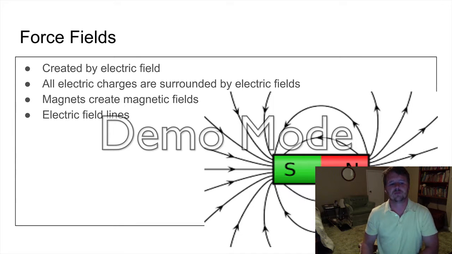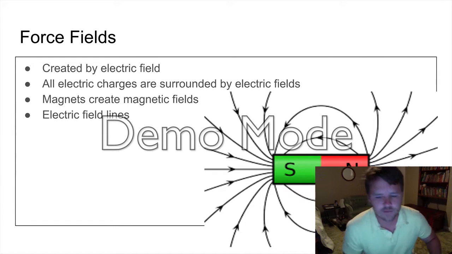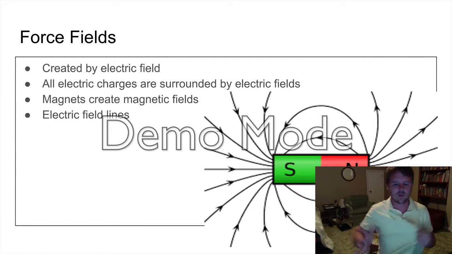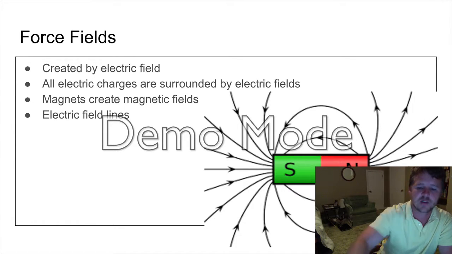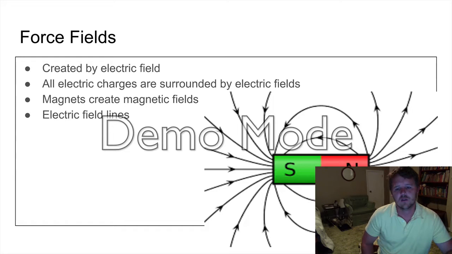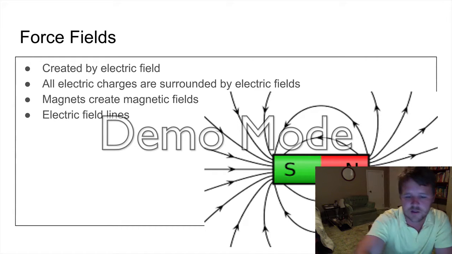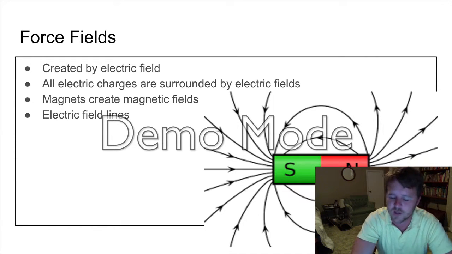So these electric charges kind of create a magnetic field around them, just like this bar magnet here does. As you can see, those lines represent the magnetic field. Only in this case, it's an electromagnetic field. Those are field lines there, and as the lines get closer to the bar magnet, they're stronger.